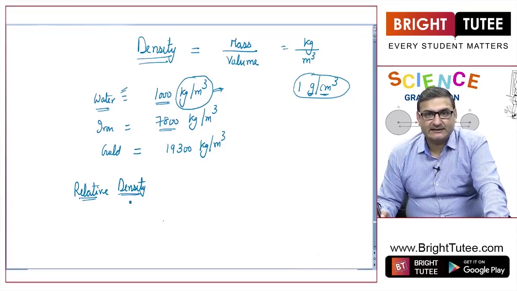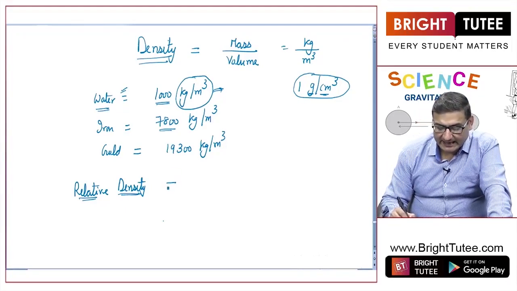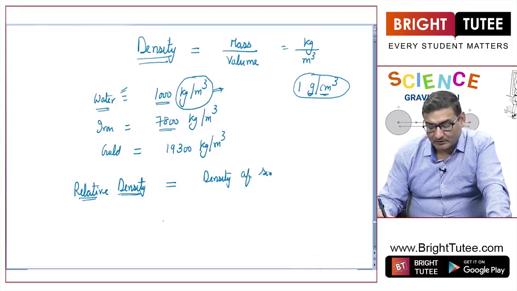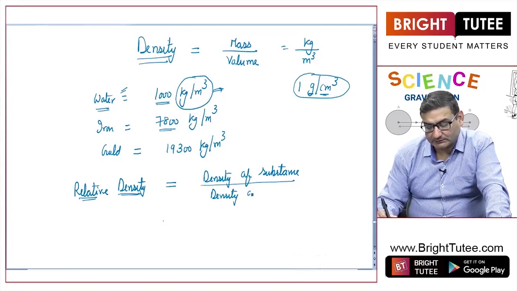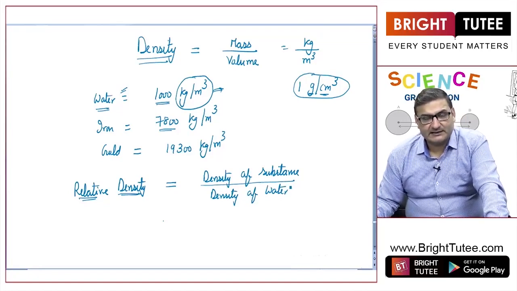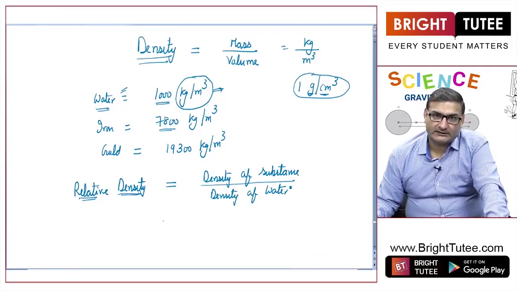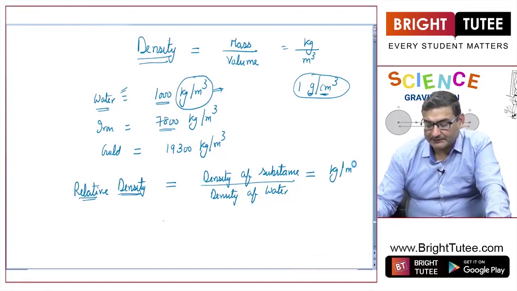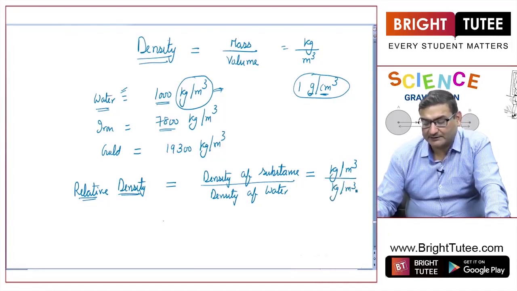Now, how to calculate this relative density? Relative density can be calculated by a simple formula: the density of the substance of which we are calculating the relative density divided by the density of water. Got it? So, density of substance divided by density of water. Now the density's SI unit, we know that it is kilogram per meter cube. Similarly, the density of water's SI unit will also be kilogram per meter cube.